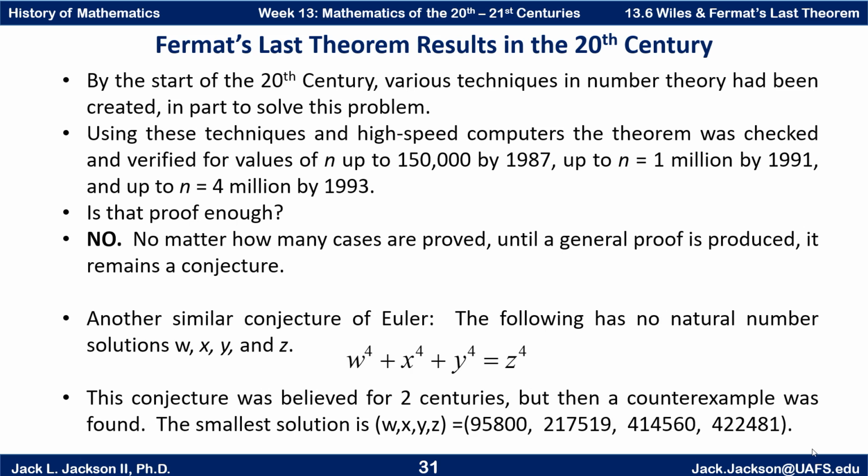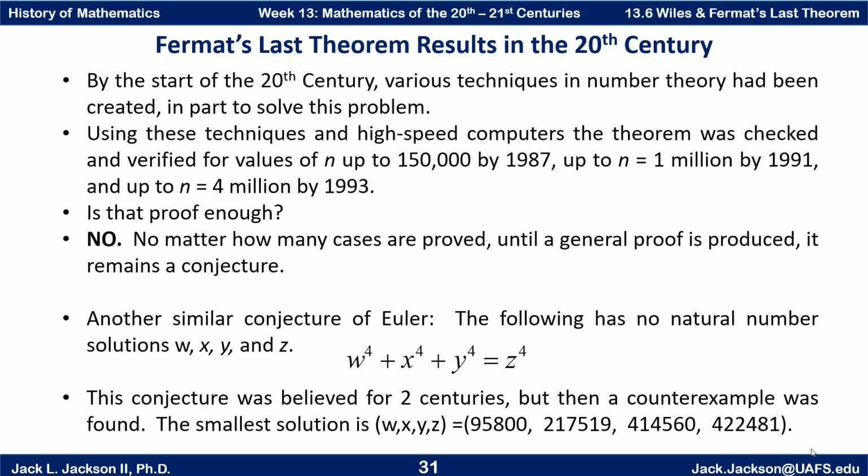But then somebody finally came up with a counterexample. All it takes to prove something false is one example where it messes up. And they found an example where this equation could be solved. The smallest solution turns out to be w equals 95,800, x is 217,519, y is 414,560, and then z equals 422,481. So notice they had to get pretty big numbers for this to work out.